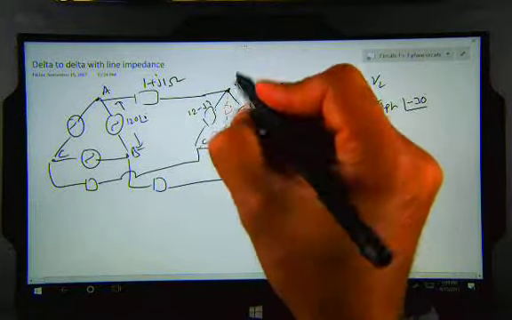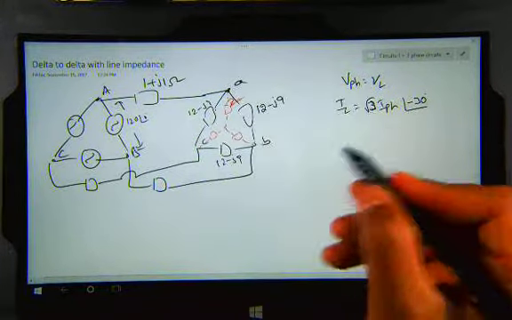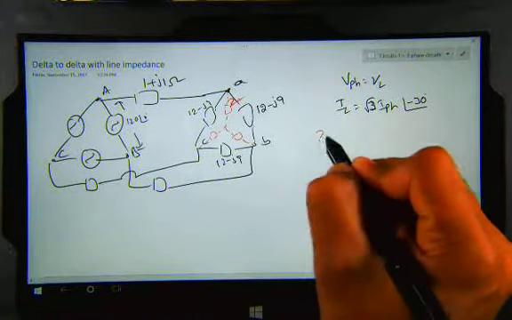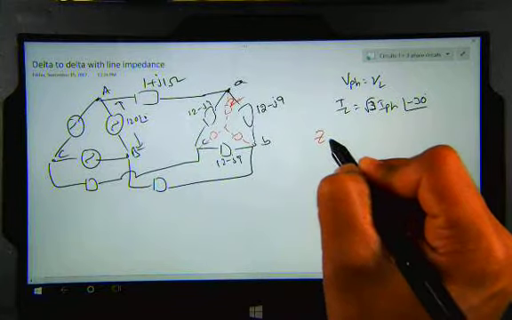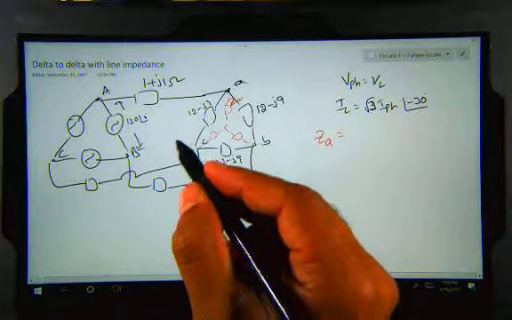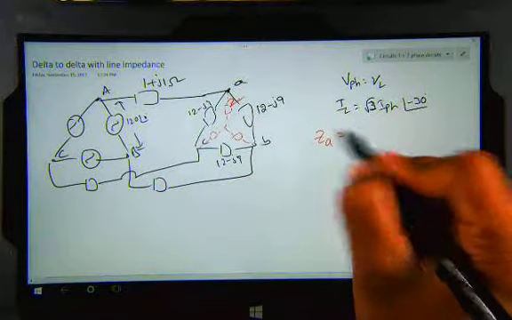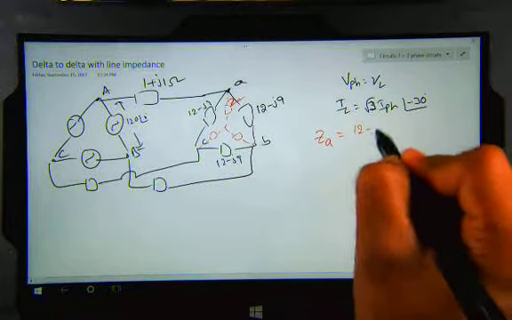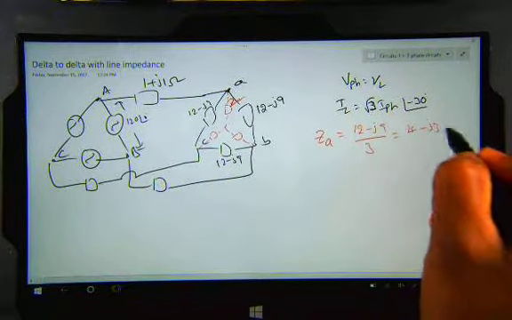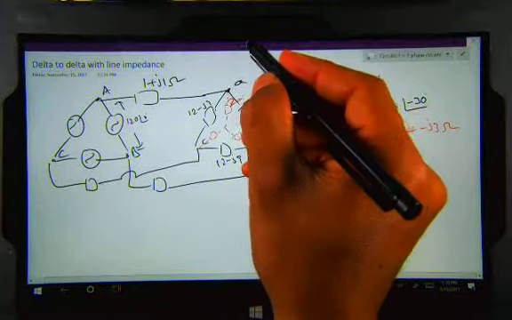This is the impedance of phase A, ZA. When you convert delta into star, remember delta values are always larger than star values. Since it's a symmetrical load, ZA is just 12 minus J9 divided by 3, which is 4 minus J3 ohms. So I'm going to redraw the circuit with the load impedance.